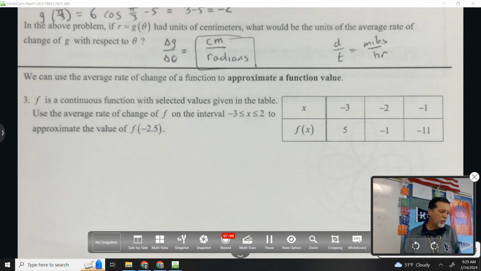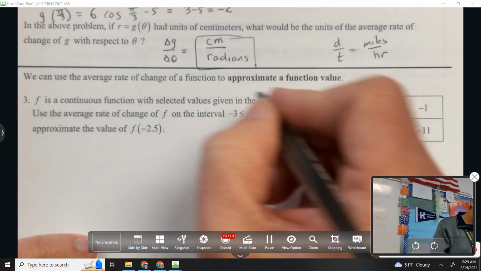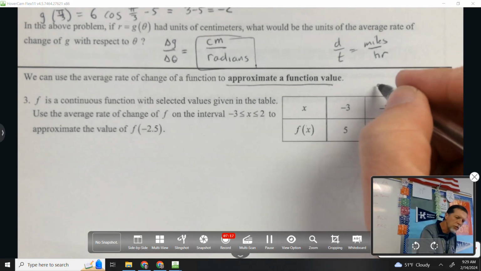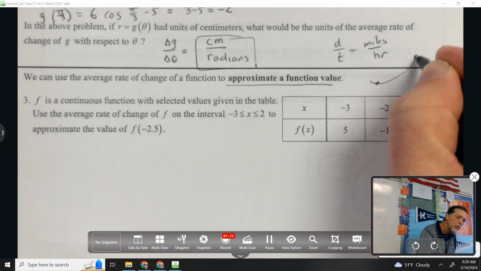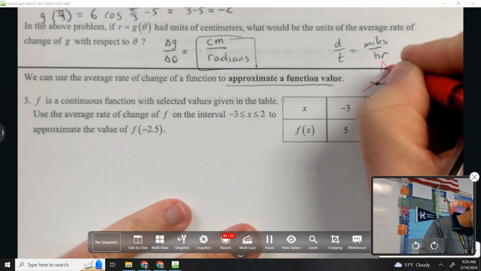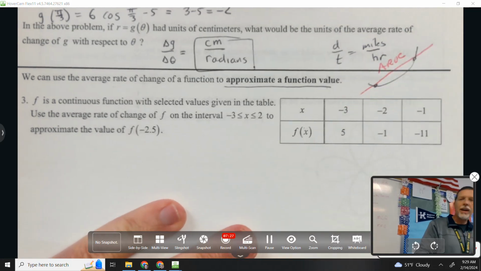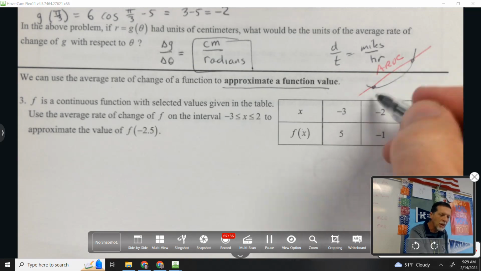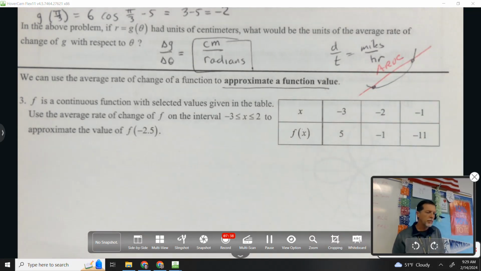Number 3, we can use the average rate of change to approximate a function value. So sort of using the idea of a slope, we don't know what's going on in between the two dots, but my average rate of change line means I could use that to approximate what's going on in between my 2 points. I don't know what's going on in between them. That may not be exact, but it'll be close enough.